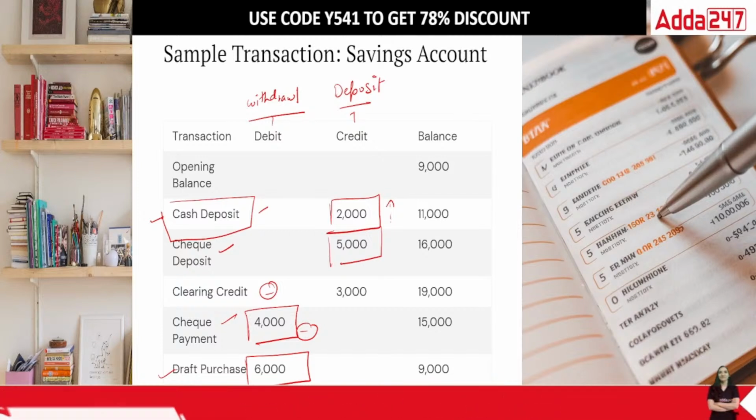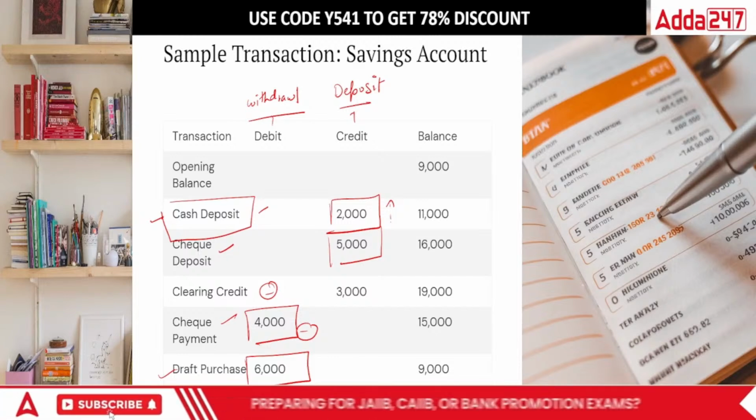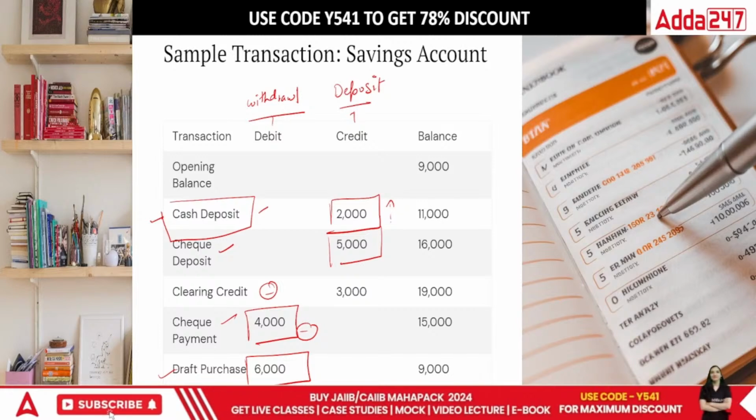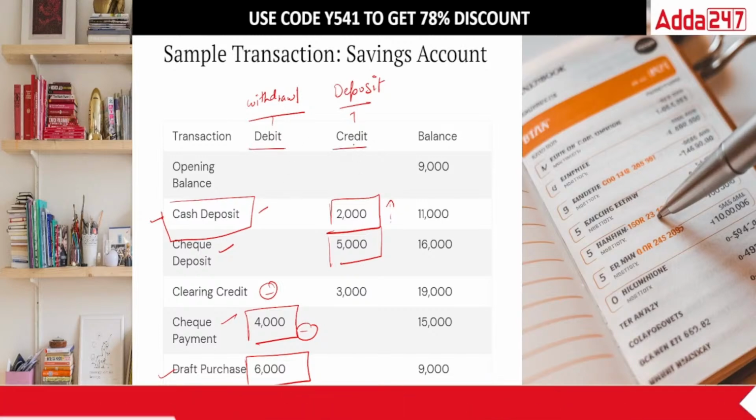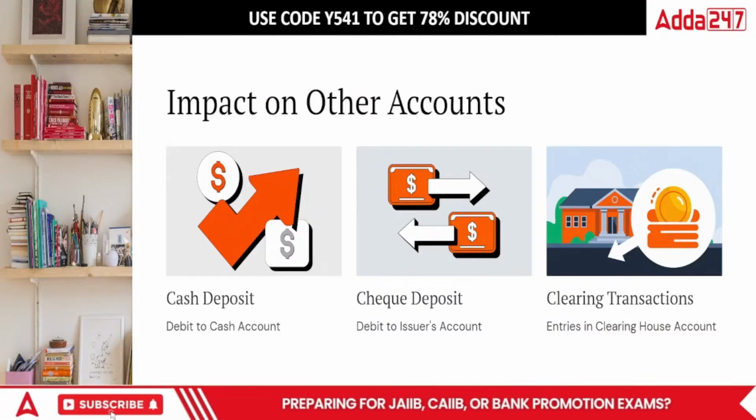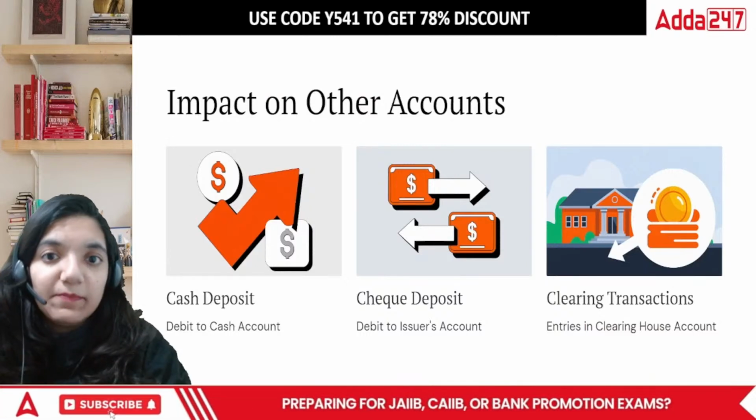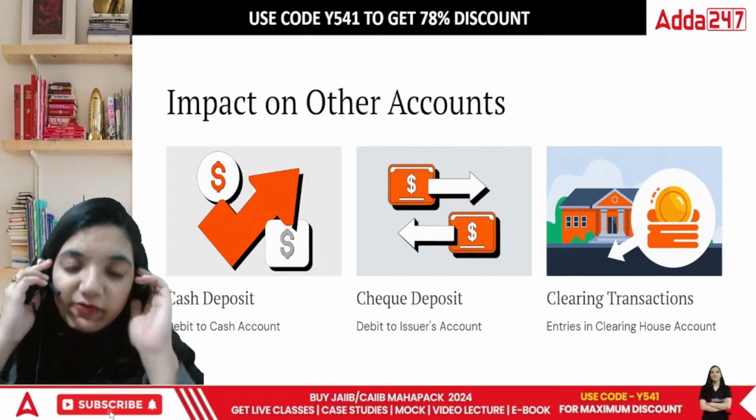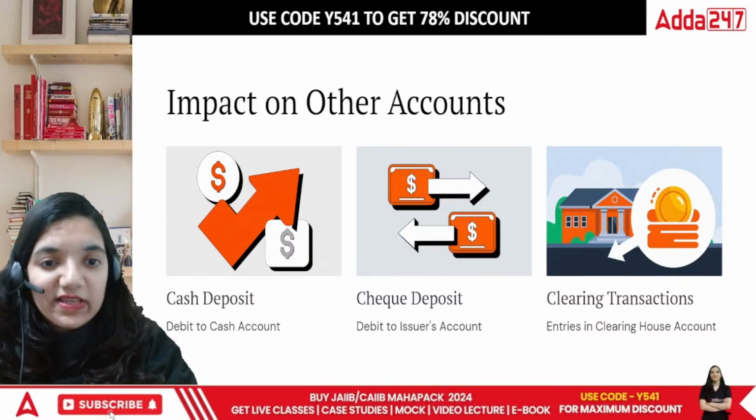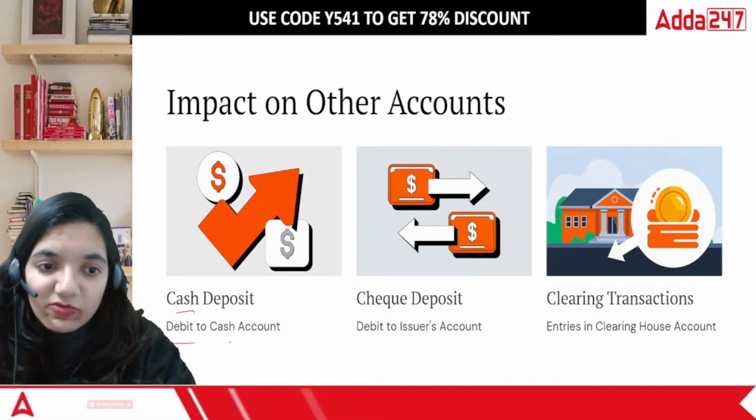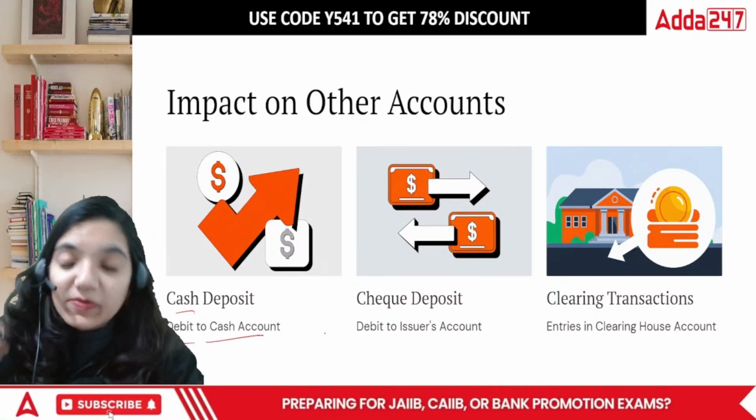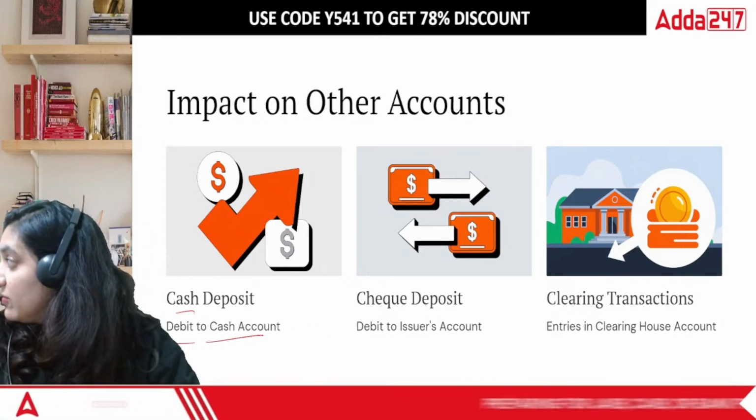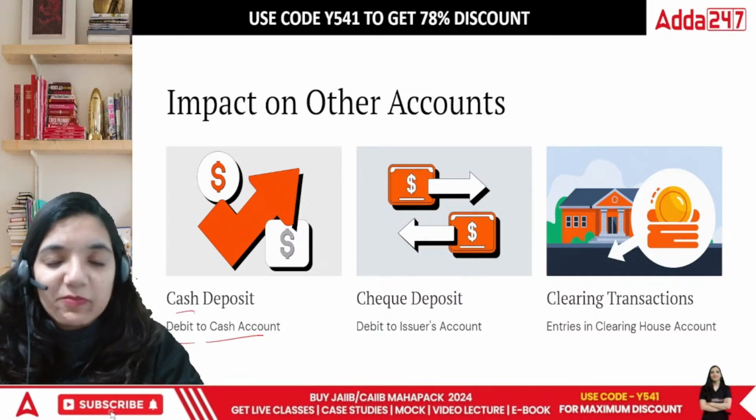Now let's look at the specific area of further savings. This is your savings bank account. Everyone, I hope this helps you out in terms of understanding how the entire passbook works. Acha, now comes the specific area of how this impacts your other accounts. If you deposit money, this is basically a cash deposit: debit to the cash account and credit to the person's account, the specific person's account altogether.